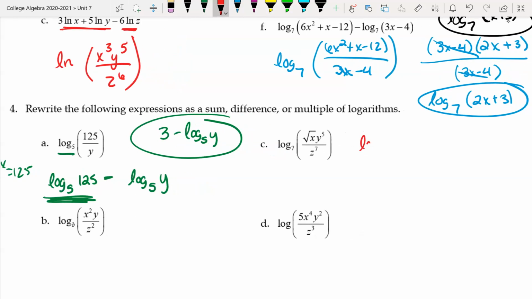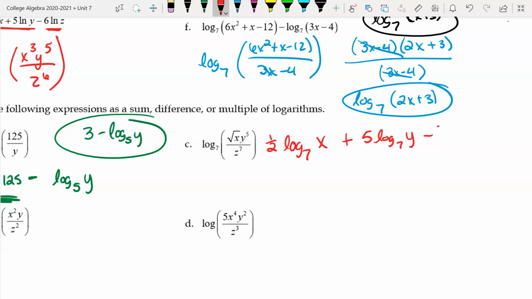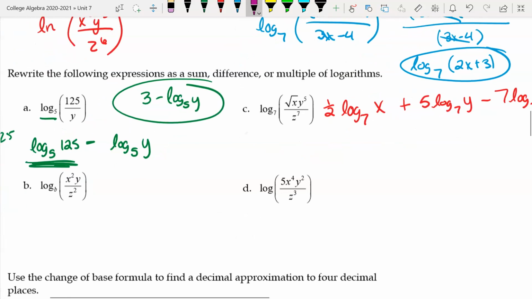Next one, log base 7. Let's start with the x. Remember, the exponent is 1/2 if it's a square root. I'm going to add 5 log base 7 of y. And I'm going to subtract 7 log base 7 of z. Again, exponents just go out front. They all have log base 7 in them. I just go to each letter or number individually.